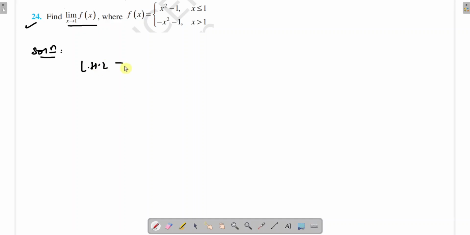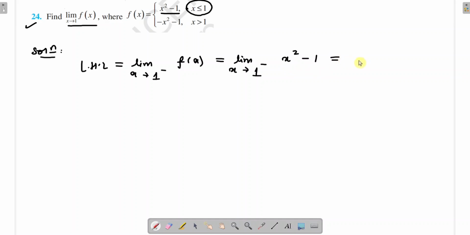So left hand limit will be what? Limit x tends to 1 minus of f(x). This will be equal to limit x tends to 1 minus. x tends to 1 minus means what? x is less than 1, right? So what is the definition? x square minus 1. So x square minus 1, this will be equal to, substituting the point, 1 square minus 1, which is 1 minus 1, which is 0.